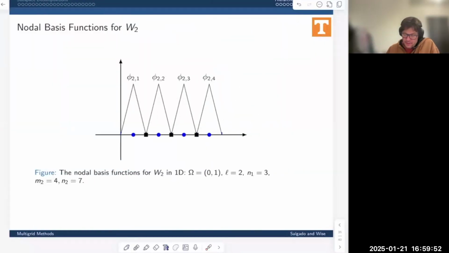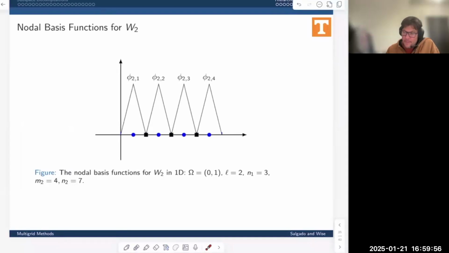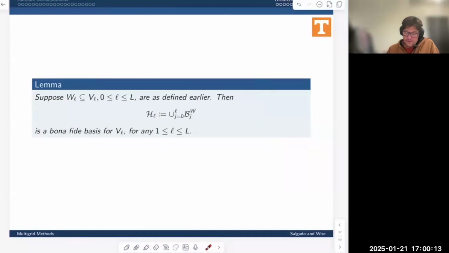All right, so this is the nodal basis functions for W2. Let's see, do I have anything else? This is a bona fide basis. It has exactly the right number of elements in it, and it's a spanning set and linearly independent, etc. What you need for a basis.